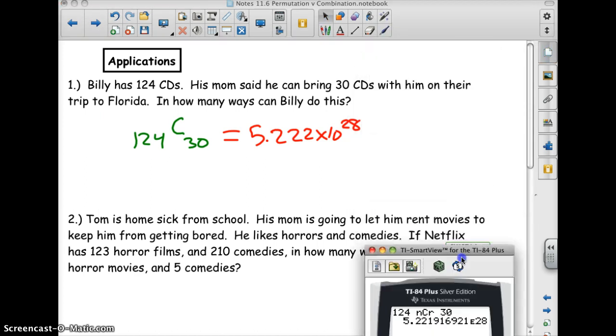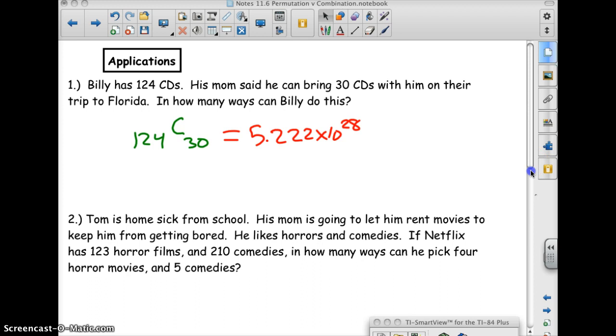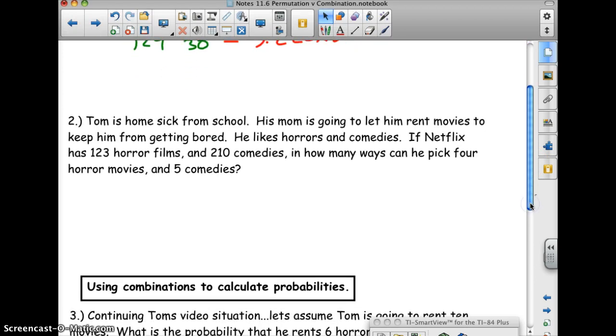Okay. All right, so Tom is homesick from school. His mom is going to let him rent movies to keep him from getting bored. He likes horrors and comedies. If Netflix has 123 horror films and 210 comedies, in how many ways can he pick 4 horror movies and 5 comedies? So, from horror movies, how many total is he going to pick?